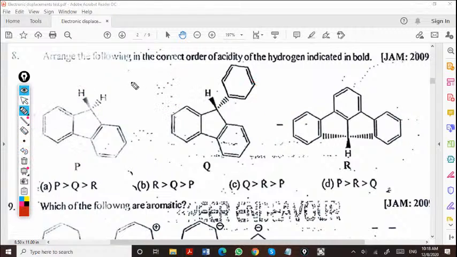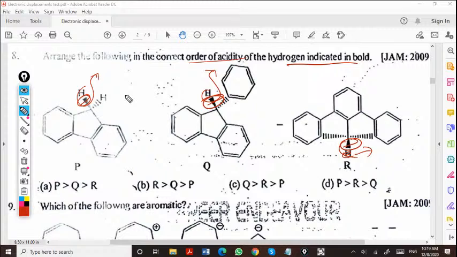Here it is asked about the hydrogen indicated in bold, acidity. So release of this H plus. Once it is asking for the release of H plus, you need to see only the anion formation. Once the anion is forming, you need to see how stable it is.